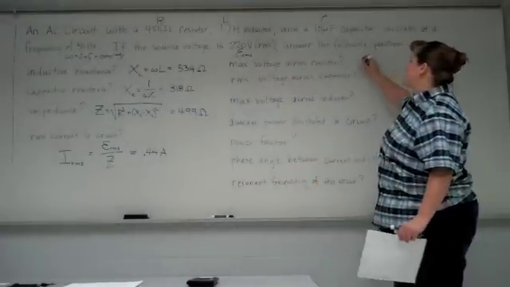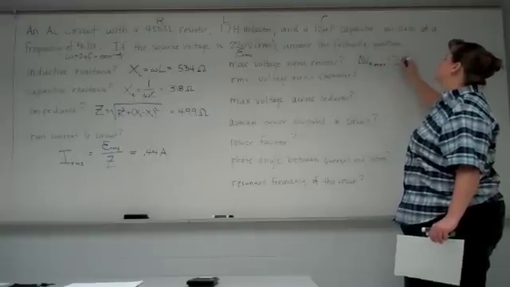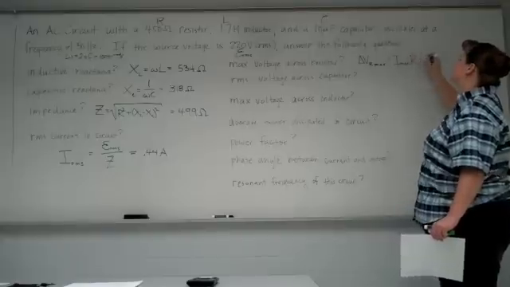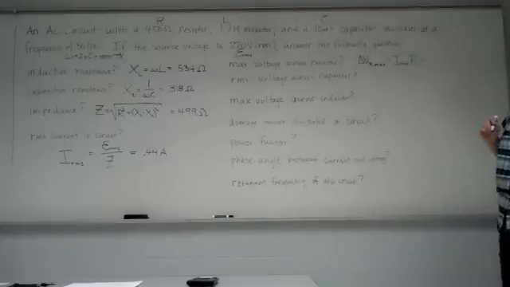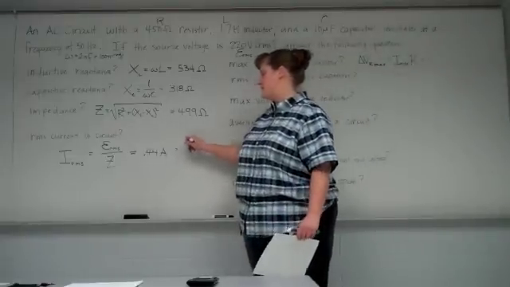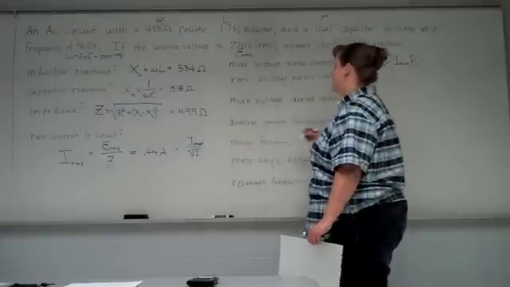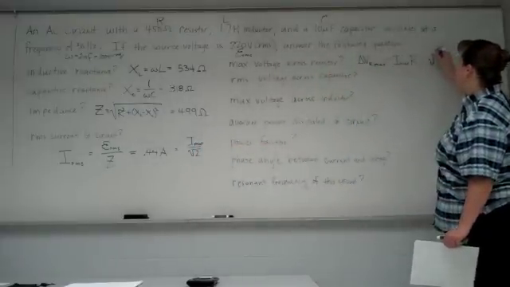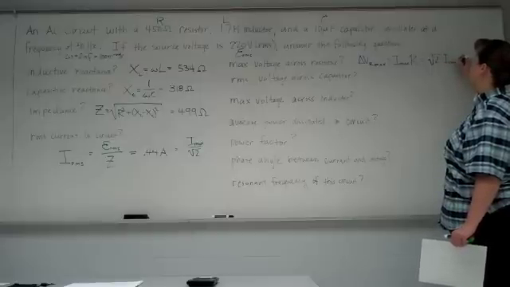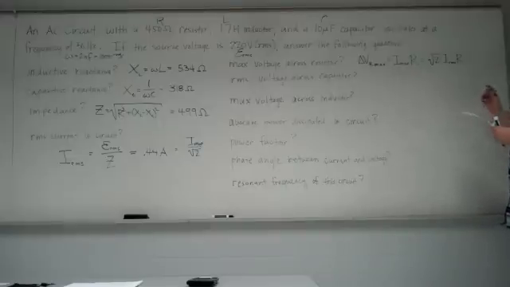So maximum voltage drop across the resistor depends upon the maximum current and the resistance. We have the RMS current, but we know RMS is equal to Imax over the square root of 2. So Imax will be the square root of 2 times IRMS multiplied by the resistance. The maximum voltage drop across the resistor is 280 volts.